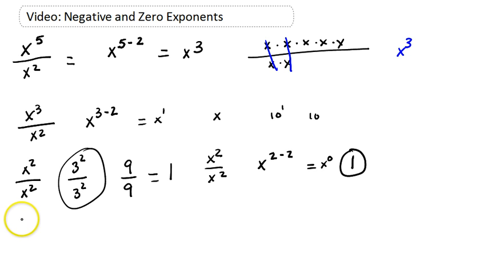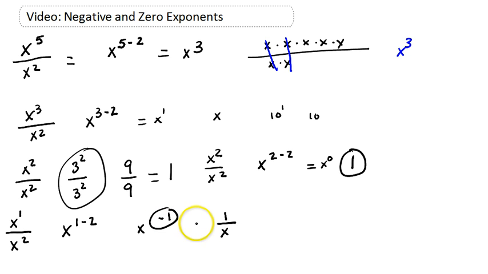Now let's go one step farther. What if I have x to the first power over x to the second power? Now my math problem looks like this: x to the first power minus 2, and I end up with a negative number, x to the negative 1. Well, this is the same as writing 1 over x to the first power. When you see a negative exponent, this is how you could write it without the exponent.